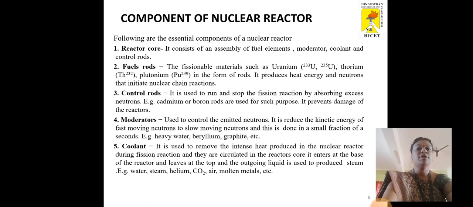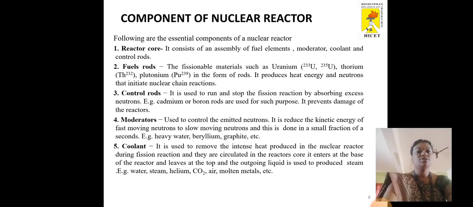Fuel rods are nothing but fissionable materials. Generally, radioactive elements like uranium, thorium, plutonium are used in the form of rods. It produces a huge amount of heat energy. Mainly neutrons initiate the nuclear chain reaction inside the fuel rods. The control rods, third one. Control rods are there inside the nuclear reactor. They prevent damage to the reactor and reduce the speed of the reaction by absorbing the excess neutrons. Cadmium or boron rods are used for this purpose. It absorbs the excess neutrons.